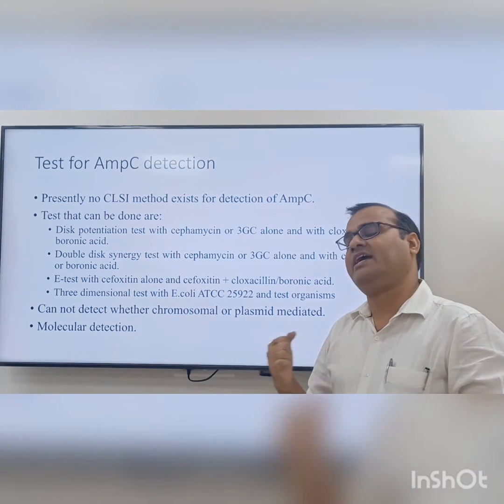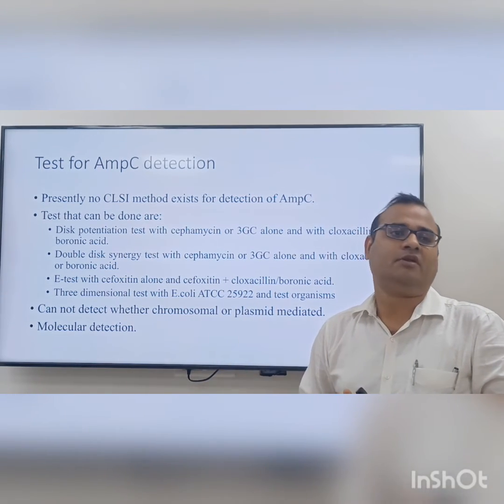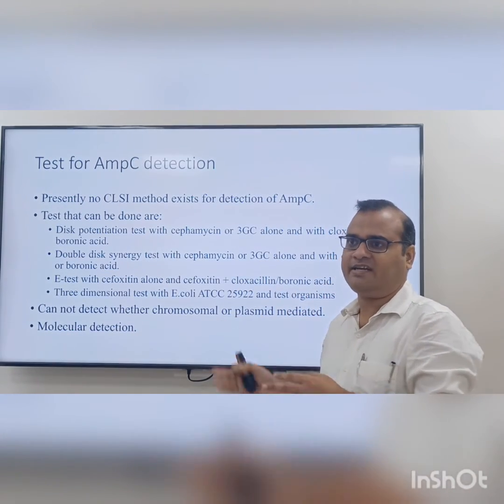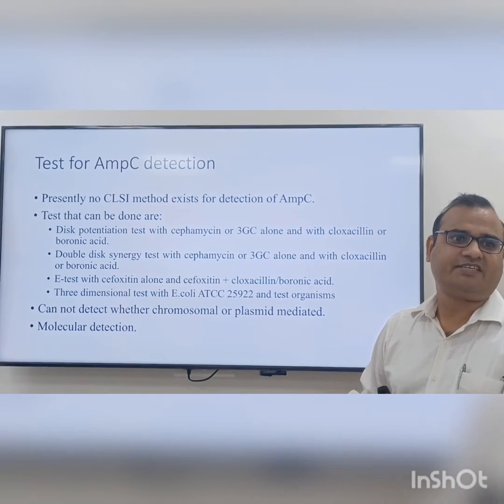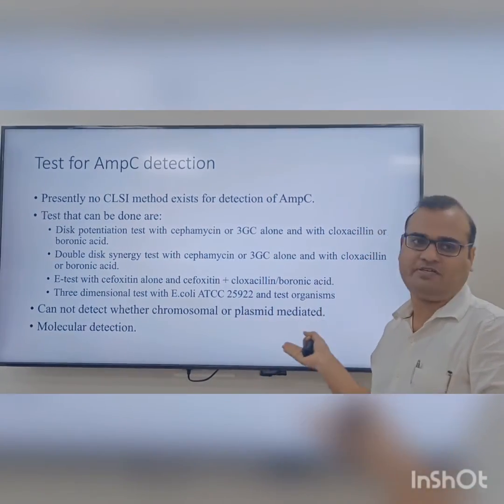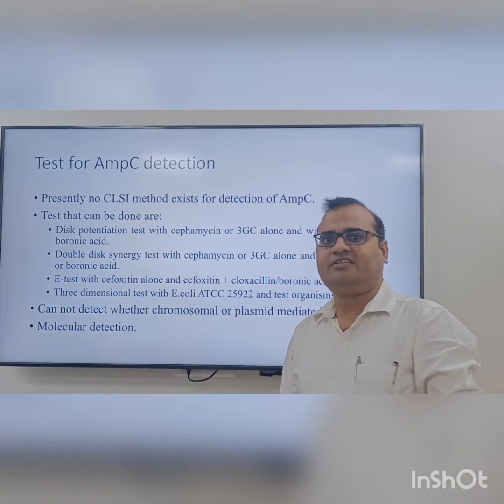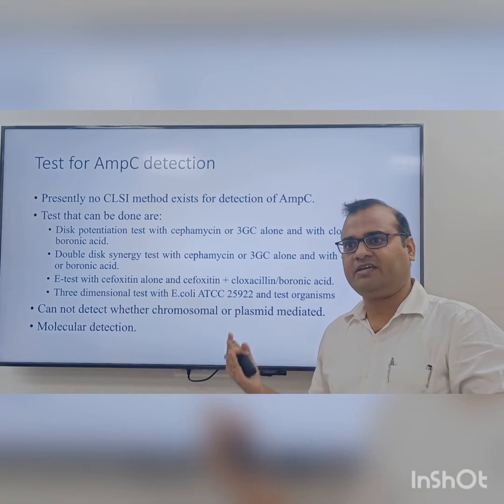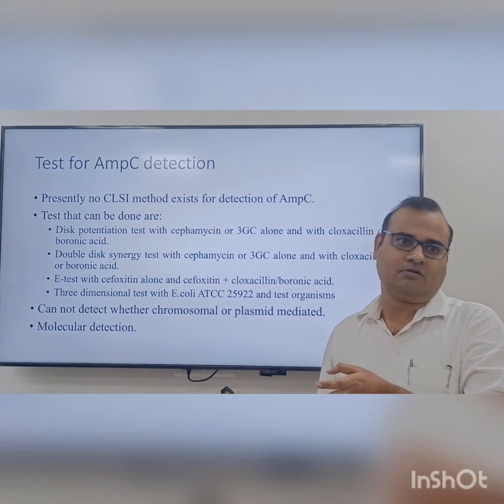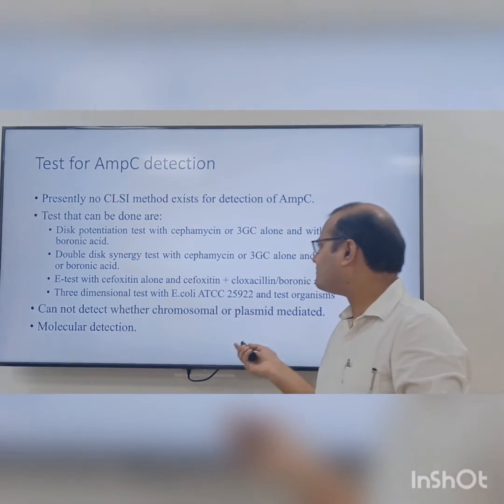So if there is AmpC production, there will be a denting of the zone around the E. coli susceptibility. But having said and done all this, this phenotypic test cannot reliably detect whether it is chromosomal or plasmid mediated. You need to do a molecular test. There is various literature depicting multiplexing, and also various literature that has tried to standardize this method in real-time PCR.